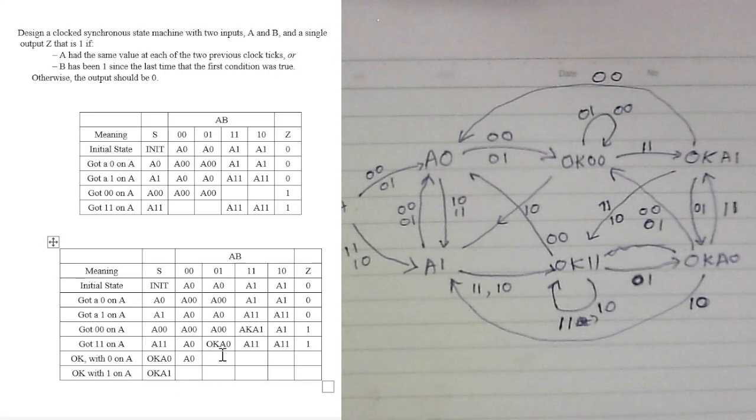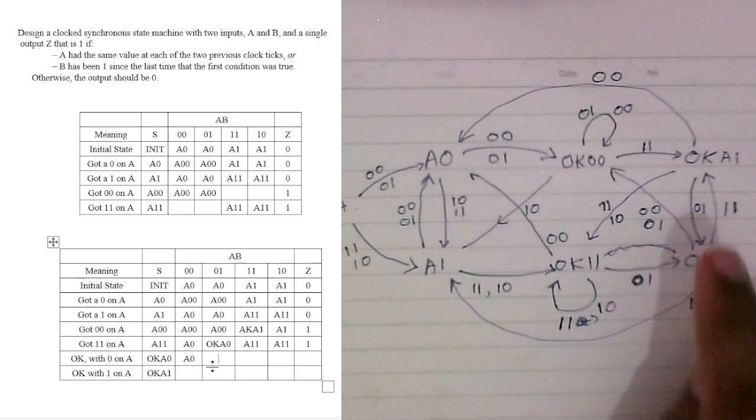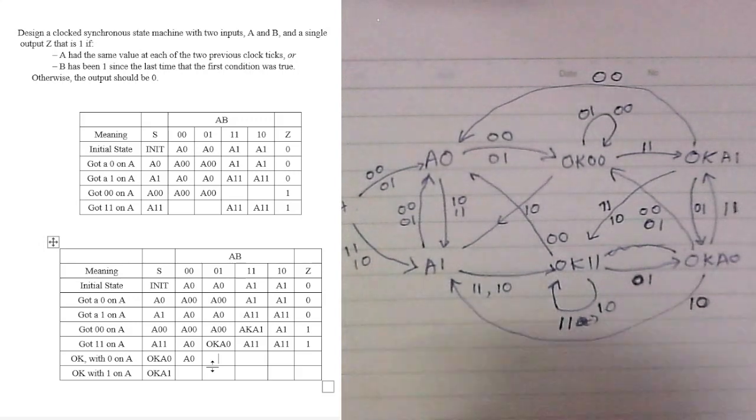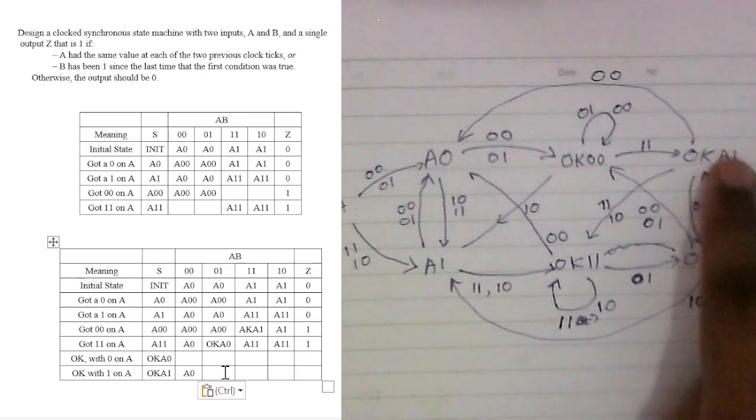Okay, so how about this one? Now I'm considering 0 1 from OK A0, right? Sorry, this one is actually OK A1, right? So yeah, OK A1.